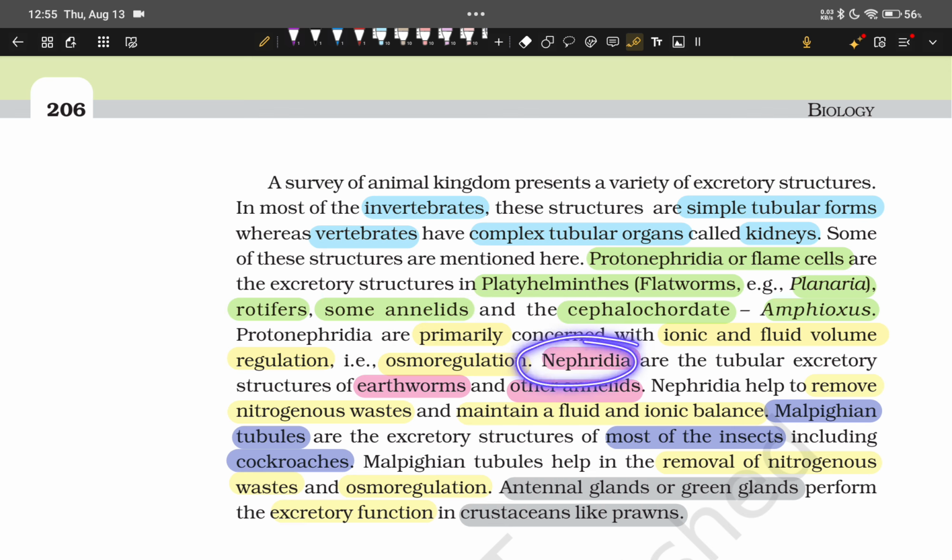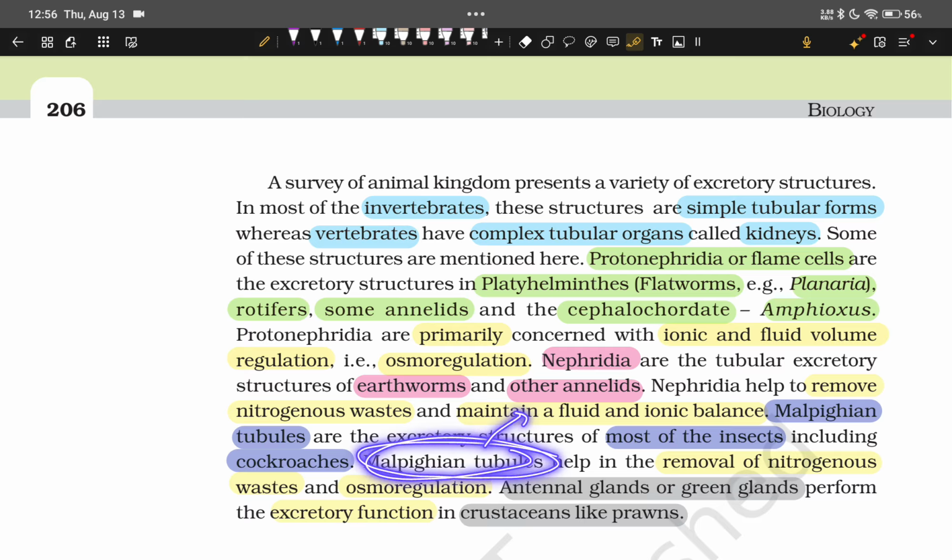That's it. Then we have nephridia, which is another tubular excretory structure, present in earthworm and other annelids. Nephridia help in removal of nitrogenous waste and also help to maintain ionic balance or fluid balance, which is osmoregulation. So nephridia is important for both of these functions. Then we have Malpighian tubules, which are excretory structures in most insects like cockroaches, and they also help in removal of nitrogenous waste and osmoregulation both.